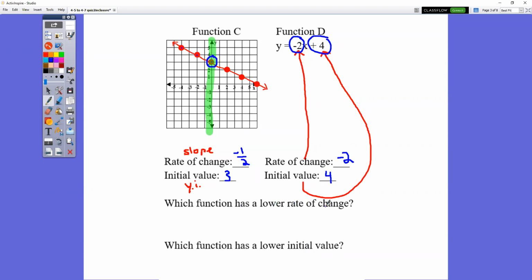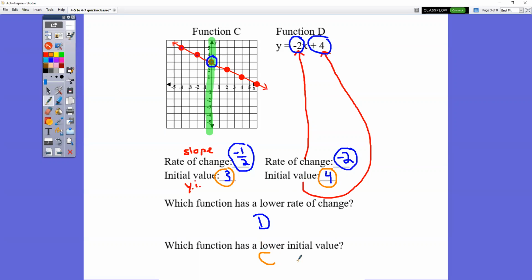Which function has a lower rate of change? So we're comparing a negative 1/2 and a -2. The more negative a number is, the farther away it is from 0 on the number line, the lower that number is. So -2 is smaller or lower than -0.5 or -1/2. So it's D. Which one has a lower initial value? You're looking at 3 versus 4. 3 is obviously lower than 4. So this would be C.